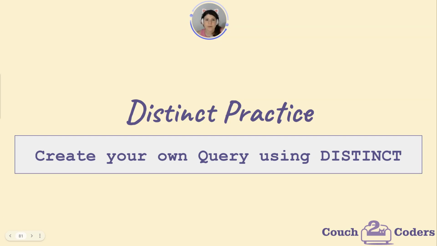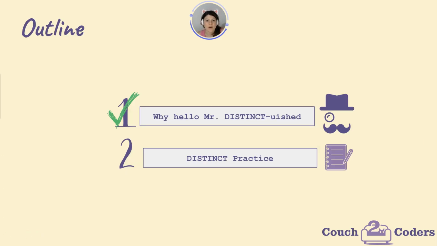In this lesson, we are going to practice our keyword distinct in a select statement. Keeping up with our outline, we've already completed our first part of the module, Hello, Mr. Distinguish, where we introduced the keyword and I did an example. In this lesson, you're going to have a chance to get your hands dirty and practice on your own.